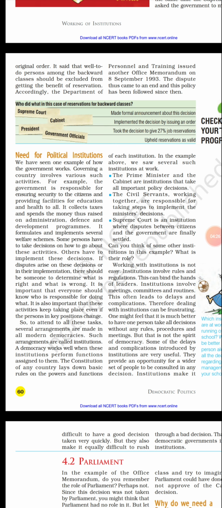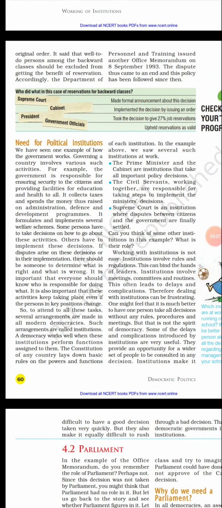Okay, now these are some of the decisions which have been taken by the government and the political parties or the political members, MLAs, MPs or cabinet ministers. Because this is a political institution, where some people are responsible for decision making and some other people are responsible for implementing all those decisions. Now who will implement all those decisions? The civil servants or the executives. Okay. To attend to all these tasks, several arrangements are made in all modern democracies.